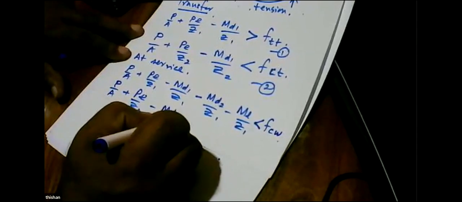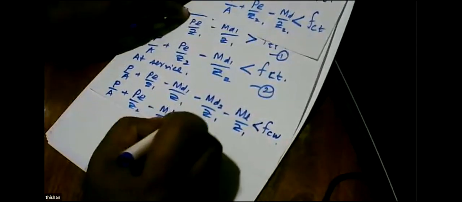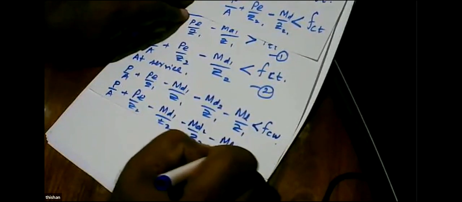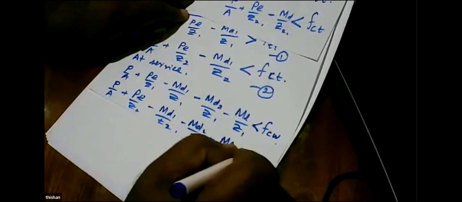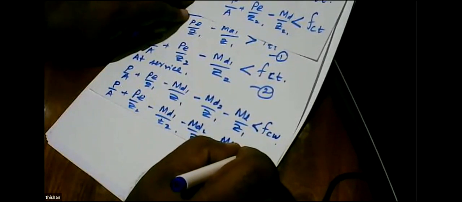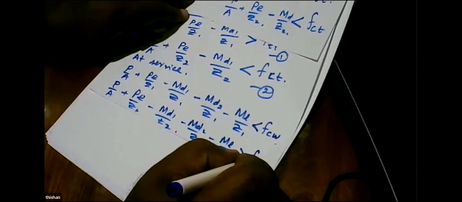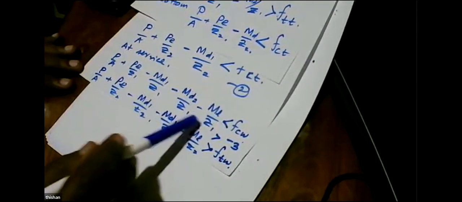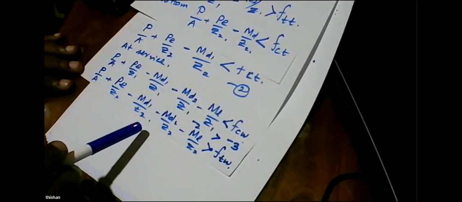Z2 minus MD1 over Z2. Here you can see MD1 over Z2. We have already written it. Minus MD2, Z2 minus MNO Z2 should be greater than F tension under working. So I am saying minus 2 is greater than minus, because tension is minus. So this side should be minus 2 and it's greater than minus. Right? Because tension is minus.